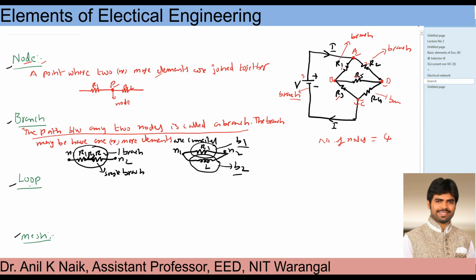Now we'll define what a loop is. A loop is a closed path for the flow of current. For example, this I can take as a loop, isn't it? This is the closed path for circulating the current through this particular network. So I can say this is a loop.